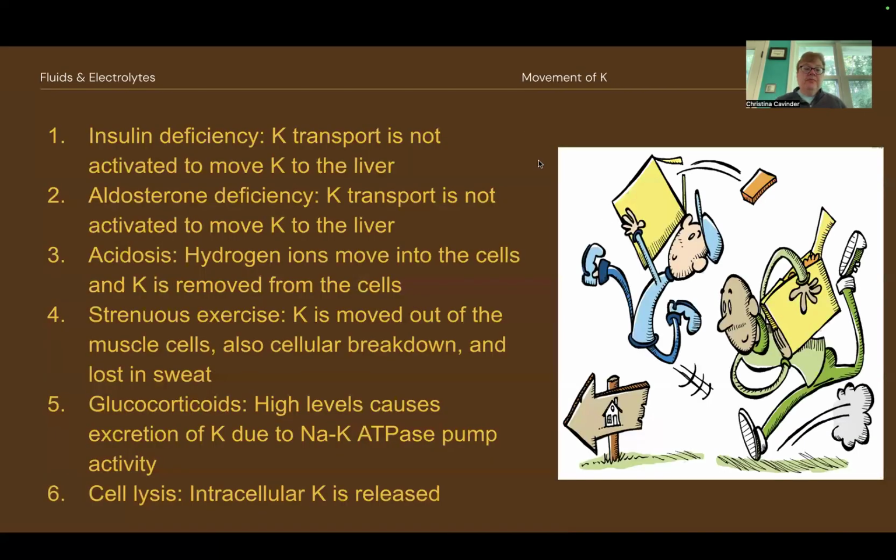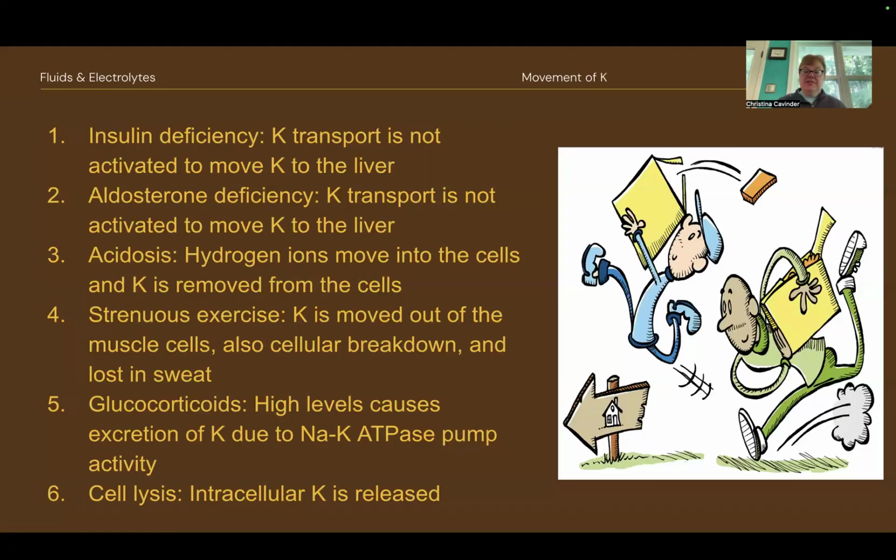Insulin deficiency. During insulin deficiency, potassium transport is not activated to move the potassium into the cells. So if you are a diabetic, then your potassium is not moved into the cells, so your potassium levels may be elevated. You could have aldosterone deficiency, so something's wrong with your adrenal gland, and potassium transport is again not activated to move potassium into the cells. We need all of those with epinephrine.